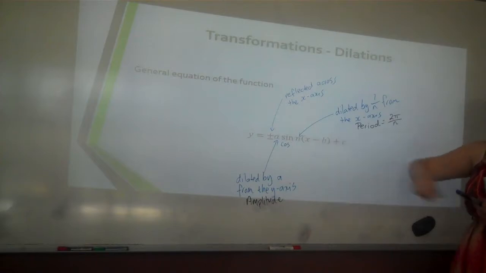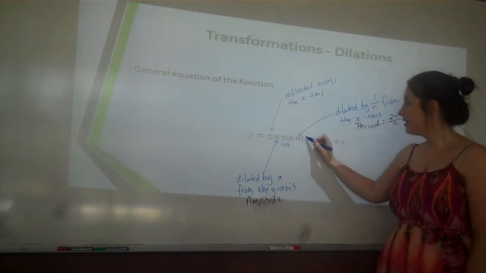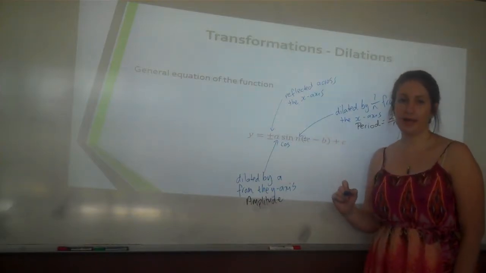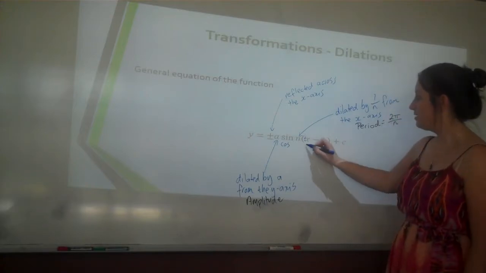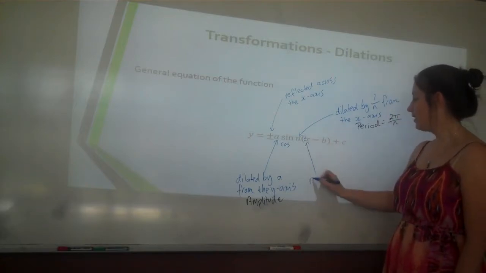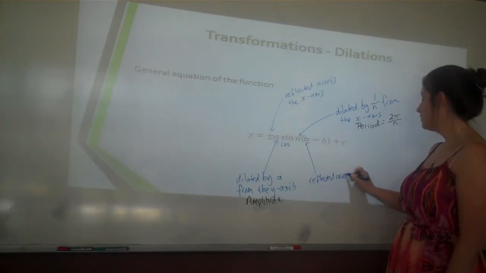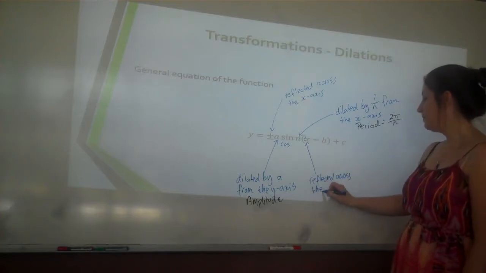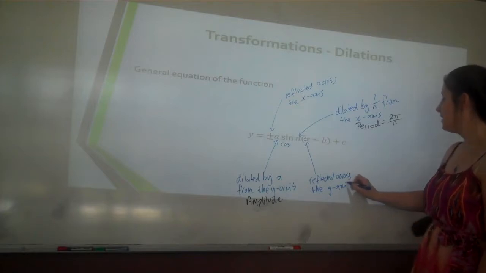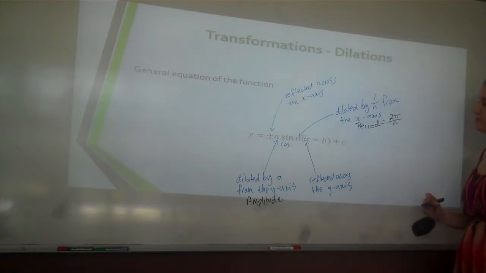I don't have it written here, but our x here could also be positive or negative. So again, we're getting reflections, but in this case it would be reflected across the y-axis, as it would be affecting our x values.